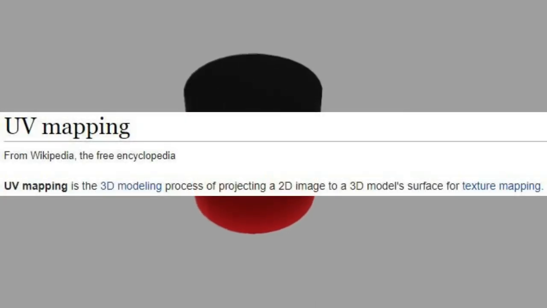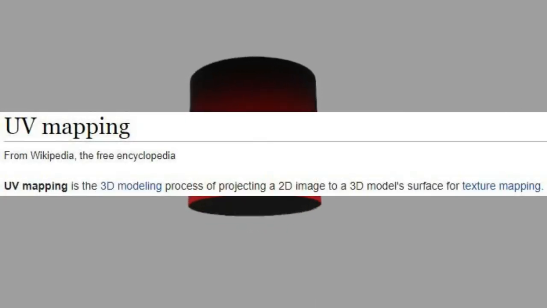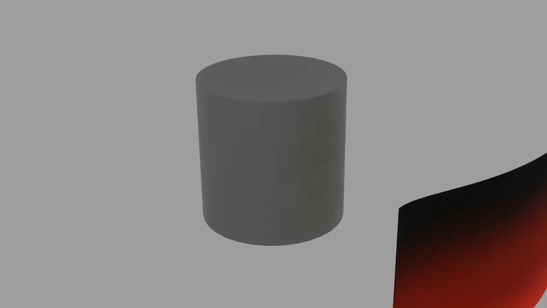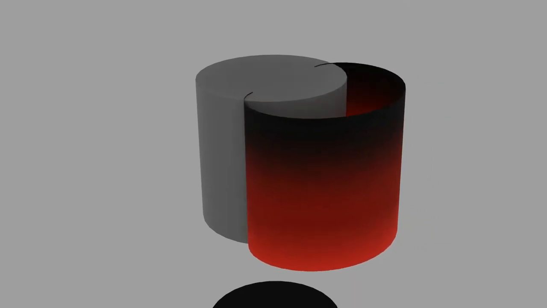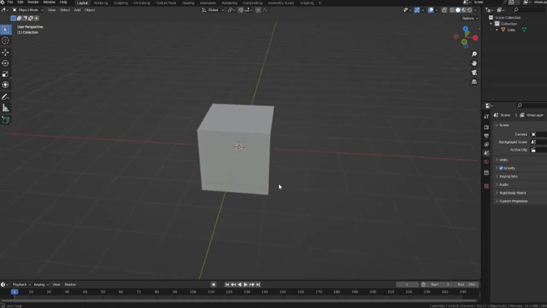UV mapping, in its simplest form, is the process of projecting a 2D image onto a 3D model's surface. But wait, that's it? I could have sworn there was way more. Well, there is, and I'm going to do my best at keeping it as simple as possible whilst as informative as possible. So, take this 3D cube for example.